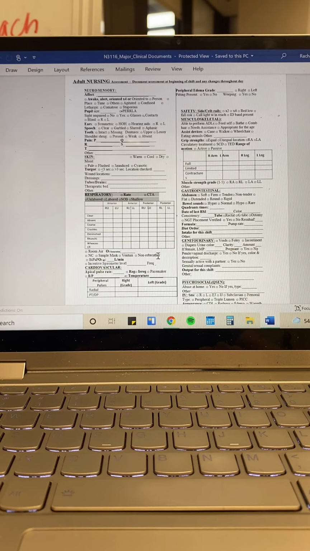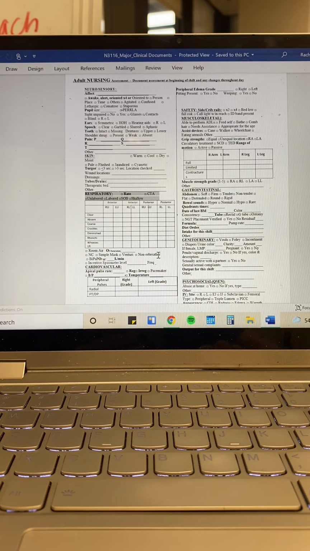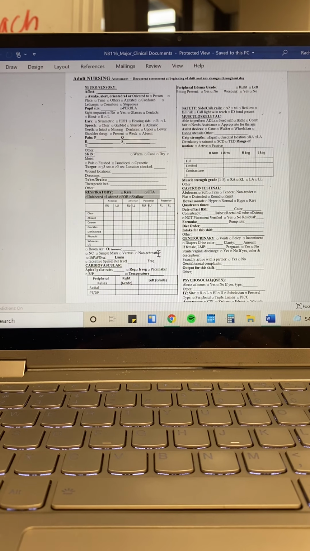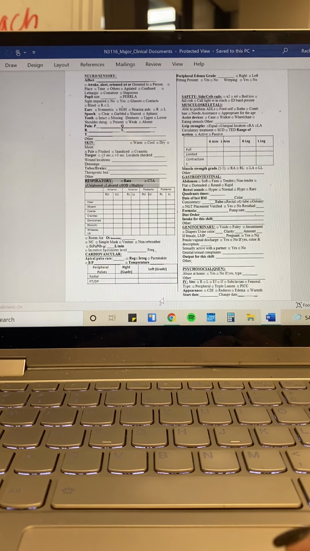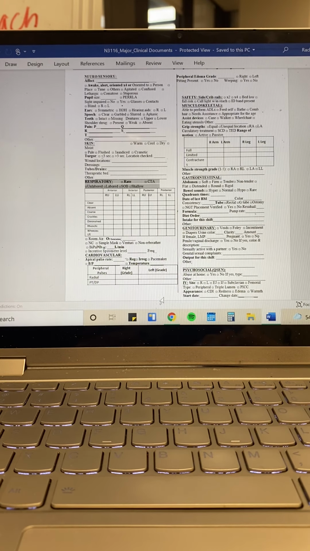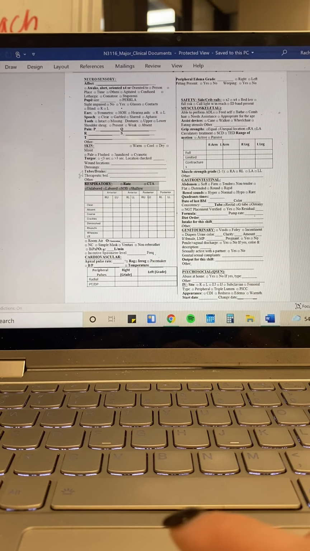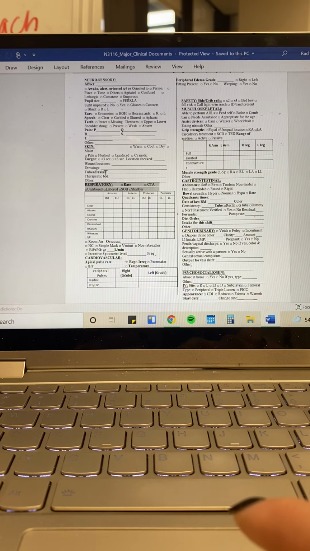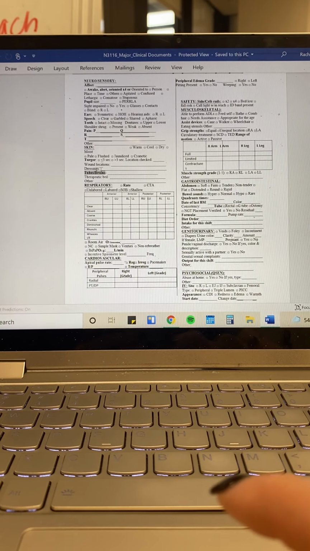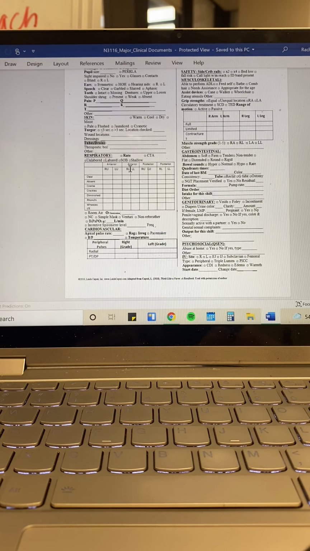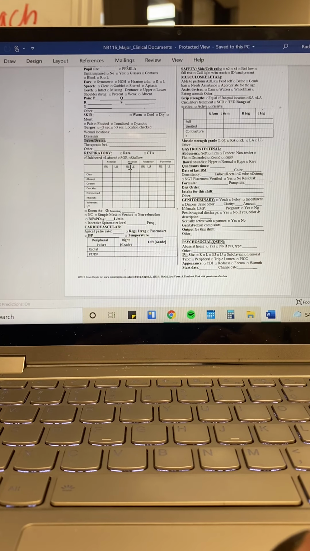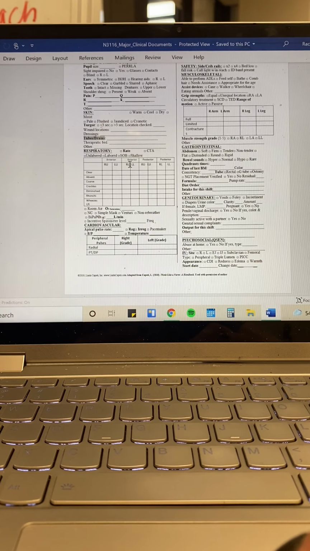I do not want any blanks on this page either. So if for some reason you're unable to assess something or it is not applicable to your patient, you do need to identify that. For example, right here you see tubes and drains. If your patient doesn't have any, put NA. We don't want to leave anything blank. That's one consideration when documenting on a paper chart.